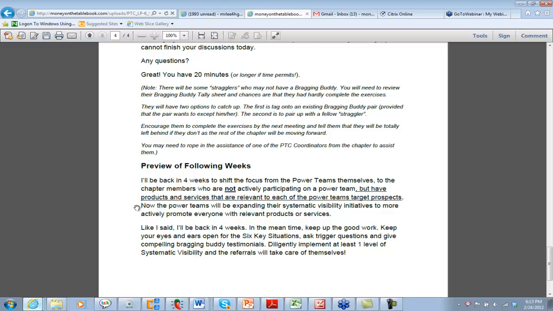And then back to the dialogue. Now the power teams will be expanding their systematic visibility initiatives to more actively promote everyone with relevant products or services. In other words, up to this point, we've been focusing on generating referrals for our bragging buddies and now the power team pioneers. But when I come back in 4 weeks, the power team pioneers are going to be rocking and rolling to the point where we can start promoting everybody in the chapter with relevant products or services. Okay, so back to the script to finish up.